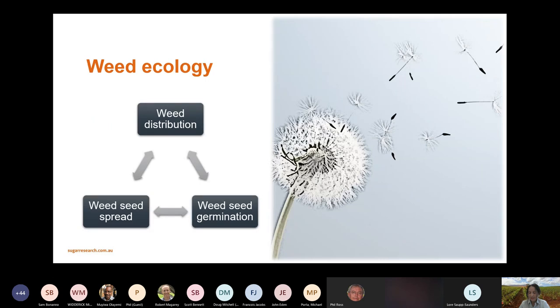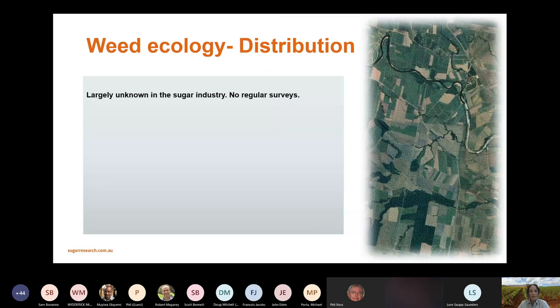The next thing I want to talk about is weed ecology, and especially three aspects of weed ecology: the weed distribution, the weed seed germination, and the weed seed spread. Starting with weed distribution, the weed distribution in the sugarcane industry in Australia is largely unknown because we do not carry out any regular surveys.